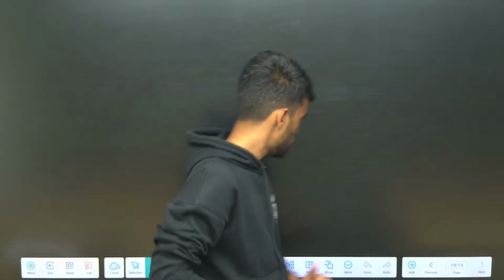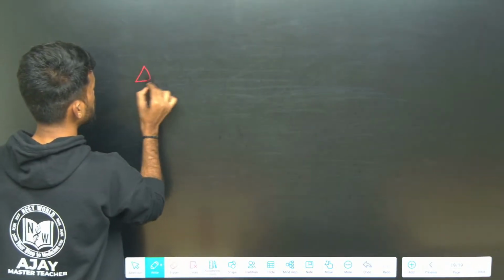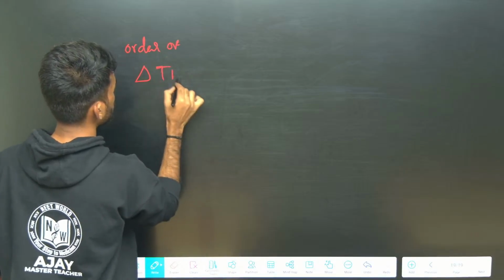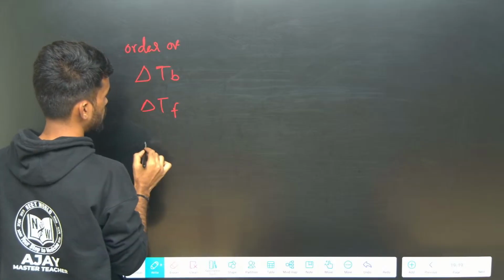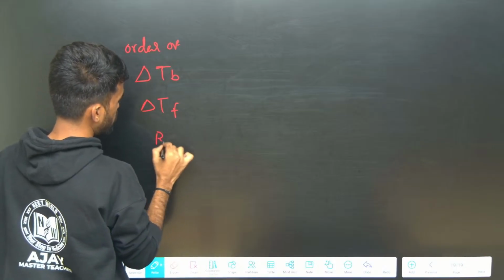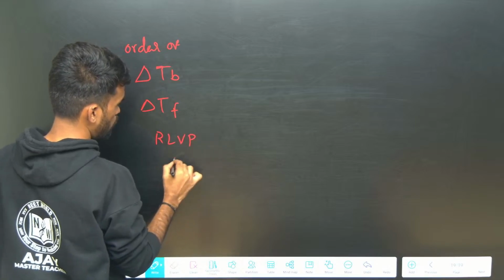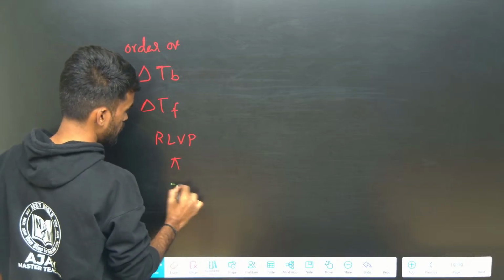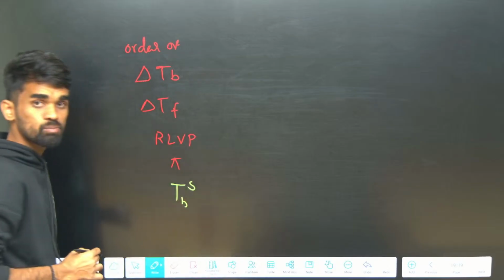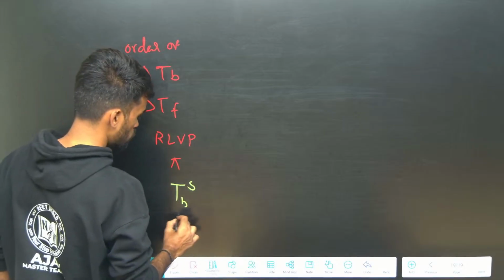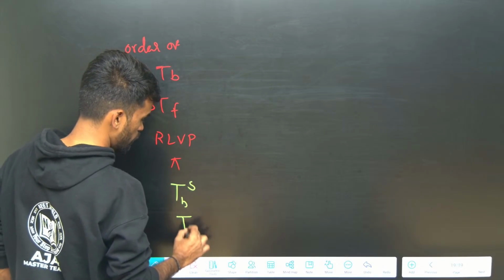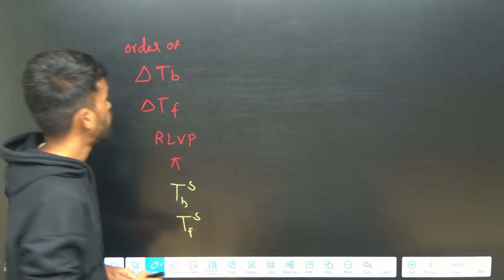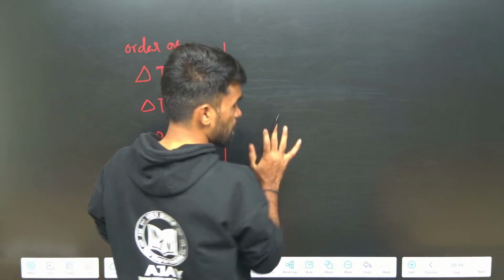Now I am asking you the order of delta TB, delta TF, and next RLVP and pi, the osmotic pressure. Along with this I am asking delta TBS, meaning boiling point of solution, and also delta TFS, meaning freezing point of solution. These are the things I am asking for the solutions. This is the last question, a very important question.